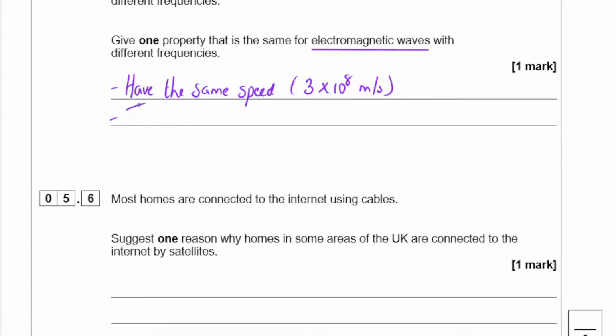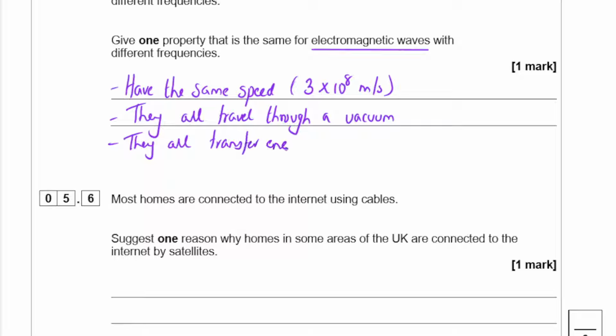You could also say they all travel through a vacuum or space. You could also say they all transfer energy. And they are also all transverse waves.